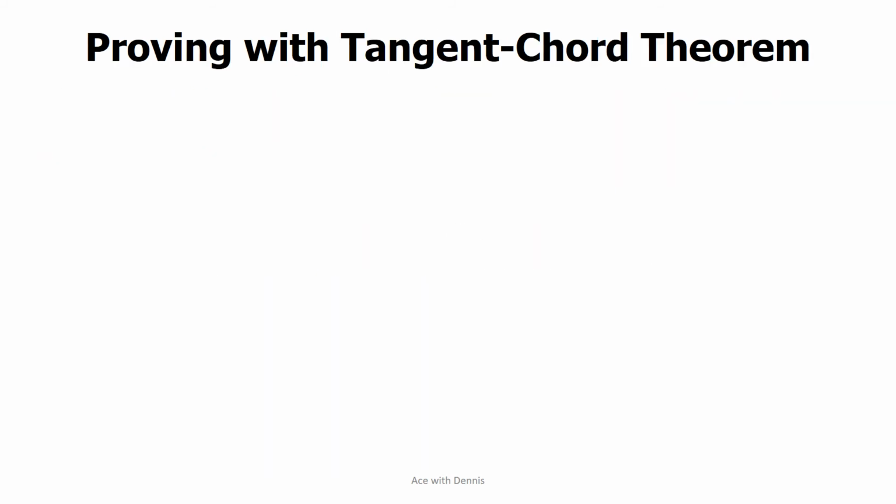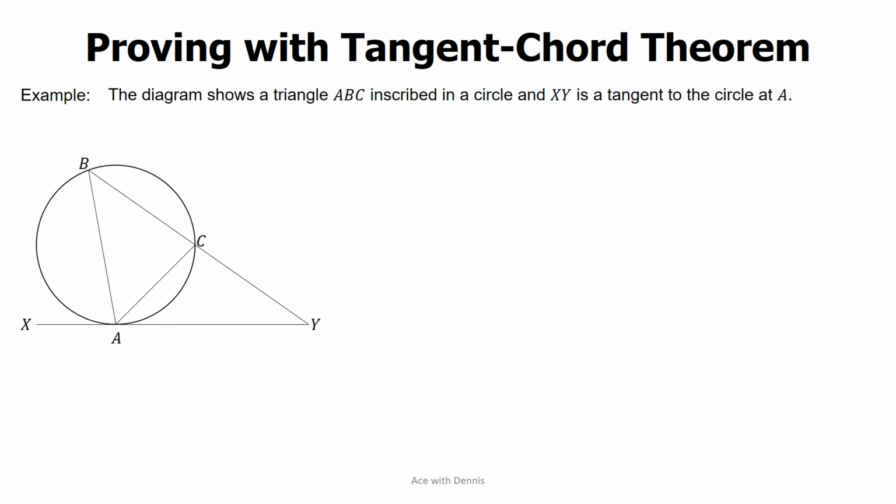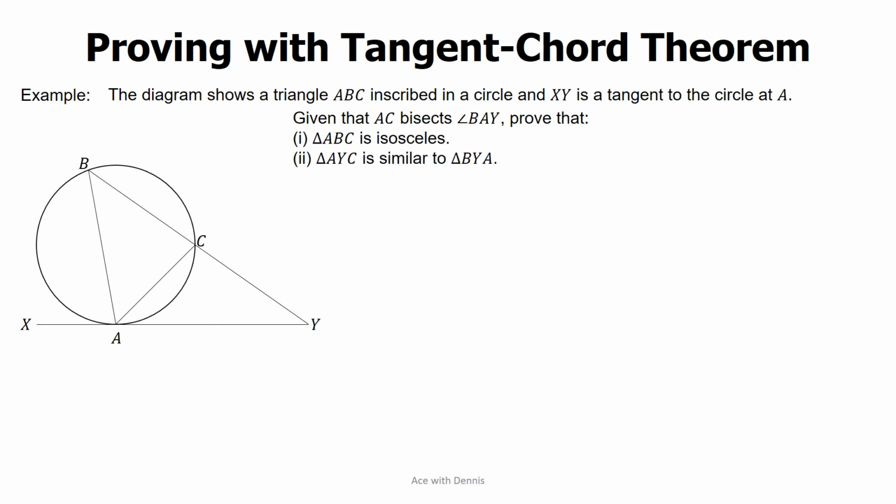Now, let's prove with Tangent-Chord theorem. Here is an example. The diagram shows a triangle ABC inscribed in a circle and XY is a tangent to the circle at A. Given that AC bisects angle BAY, prove that 1. Triangle ABC is isosceles. 2. Triangle AYC is similar to triangle BYA.